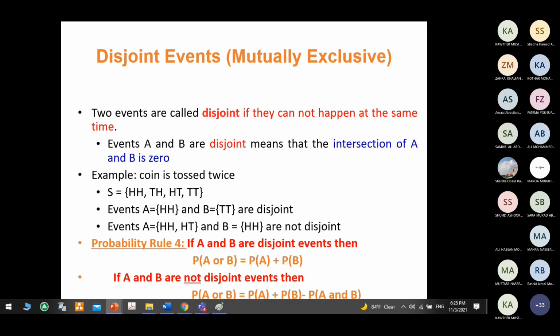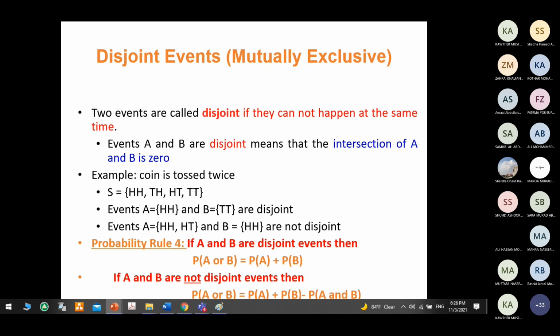Now, another definition. I defined experiment, I defined the event, we defined the sample space, we defined the complement. We mentioned that the probability of A is between 0 and 1, this is rule number 1, the probability of the sample space is 1, and the probability of the complement of A is 1 minus the probability of A.